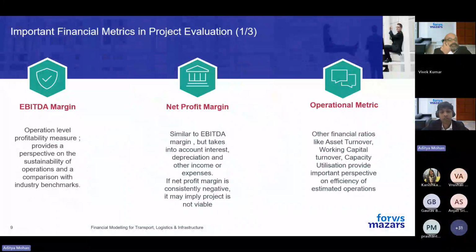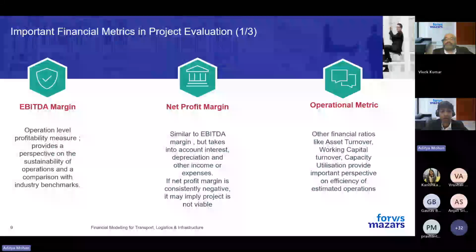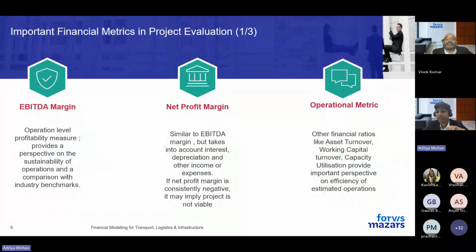So now, once your model is structured, you need to extract meaning from it. And that's where your financial metrics come in. Financial metrics may be classified in the following categories: profitability and operational metrics, return metrics, debt serviceability metrics, and valuation metrics. So we'll start by looking at profitability and operational metrics first.